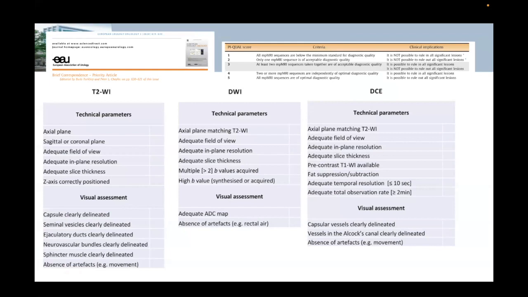In terms of the technical parameters, you can see here for T2, diffusion, and DCE, we make reference to the PI-RADS recommendations. So the scan should meet all of these parameters. In terms of the visual assessment, and we will see some cases with Claire after my talk, we have some anatomical landmarks that we should look at, for example, the SVs and the ejaculatory ducts. For diffusion, we do not have any anatomical landmark, but we have to evaluate the quality of the ADC map and if there are artifacts or not. For DCE, we have some anatomical landmarks like the capsular vessels or the vessels in the Alcock's canal, but also again, the absence of artifacts.